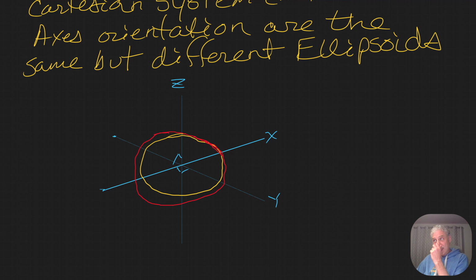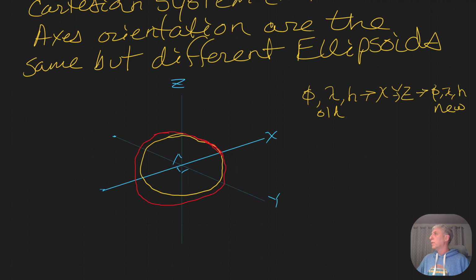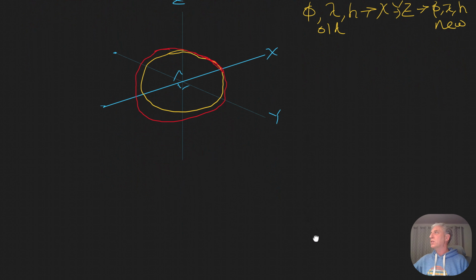But in this case, we would go from phi, lambda, latitude, longitude, and height. And then we would have to convert those to x, y, z. And this would be the old system. And then go to x, y, z that they share. So that would be the old and the new. But then we can go right to the phi, lambda, and h in the new system. So there's less conversion there. So that's case one.